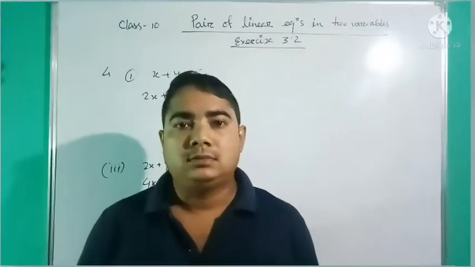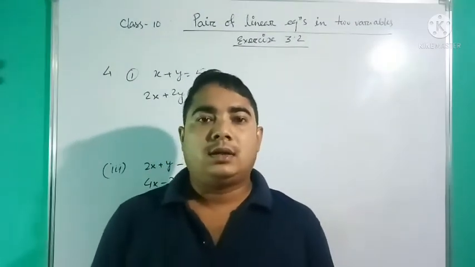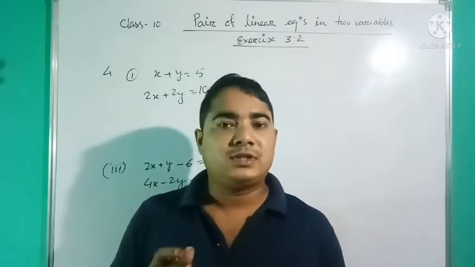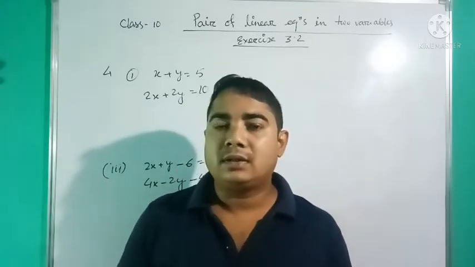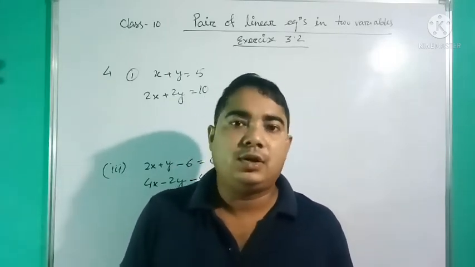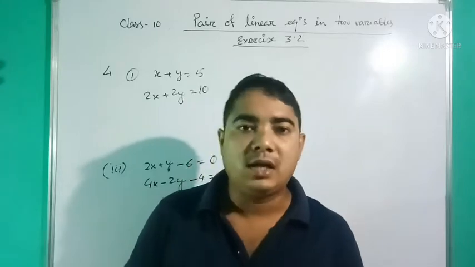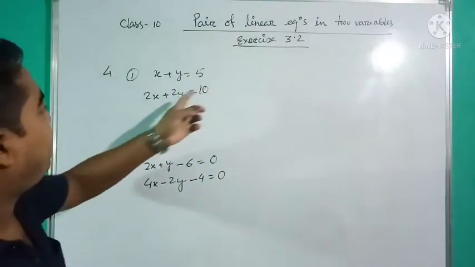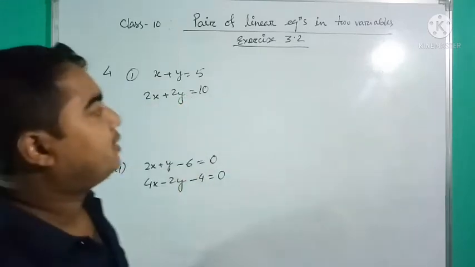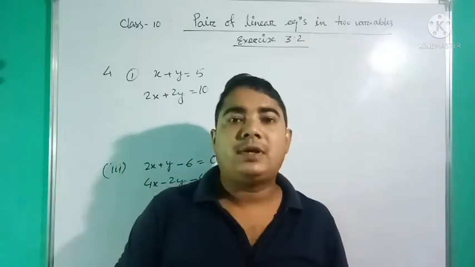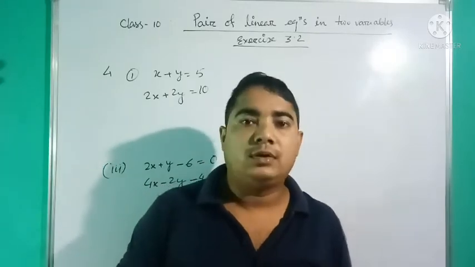Okay. Now question number 4: are the given two equations consistent or inconsistent? If consistent, then plot on the graph paper and find their solutions. If inconsistent, then no need to solve or plot on the graph paper. Now question number 4.1. x plus y equal 5 and twice x plus twice y equal 10. First, are the given two equations consistent or not?